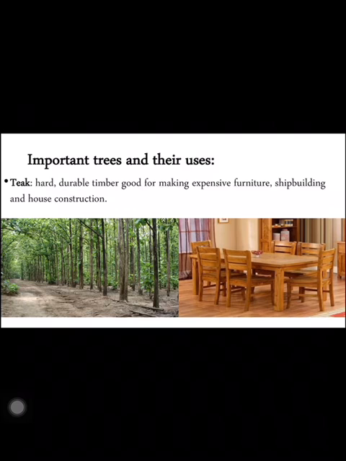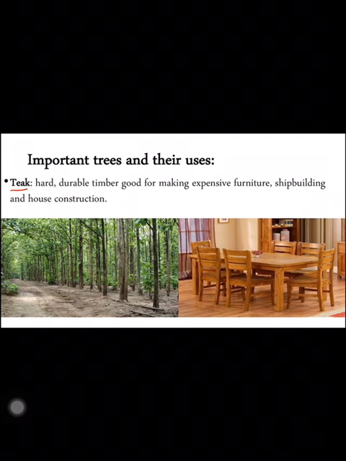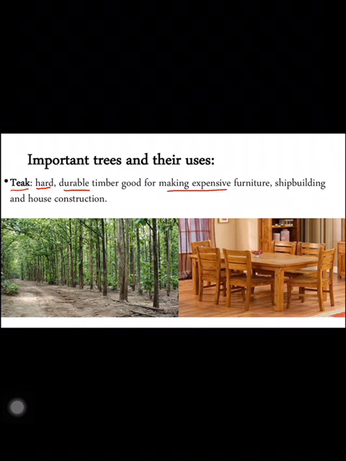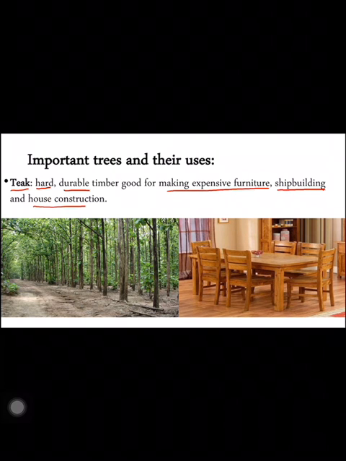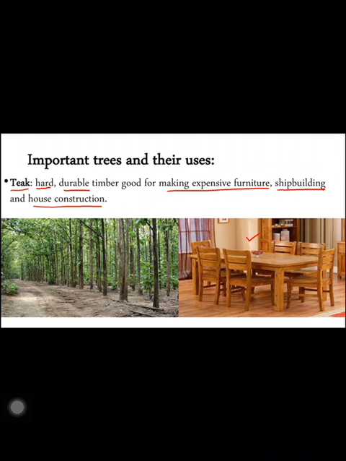Now some of the trees. The first and most important tree of the deciduous forest is teak. We've all heard about teak. Teak is a hardwood. It is a durable timber used for making expensive furniture, making boats, and house construction. Like you can see here how furniture can be made from this hardwood teak.